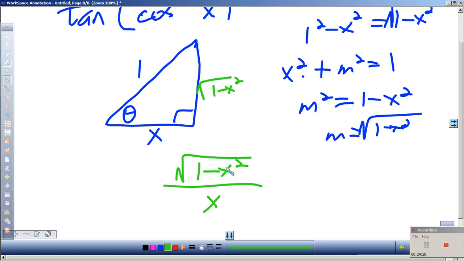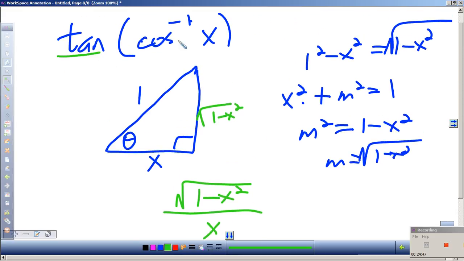Okay, let's do another one of these. A question? Why is it divided by x? Because remember, our original expression said the tangent of the inverse cosine. Inverse cosine gives me this angle, so this right here tells me theta, and I need the tangent of it.